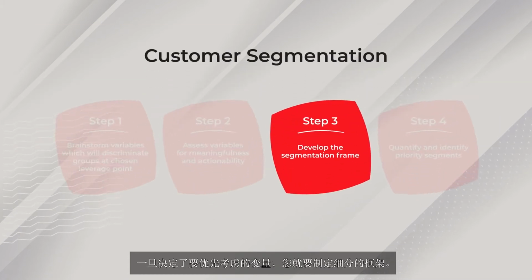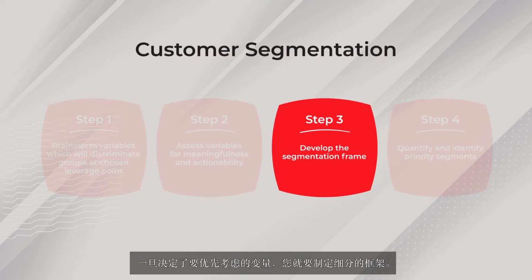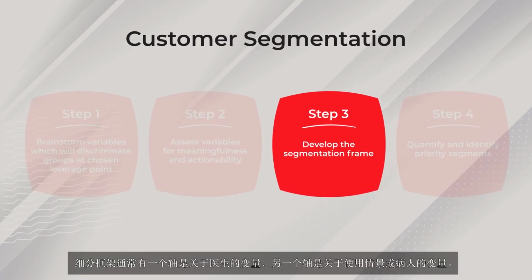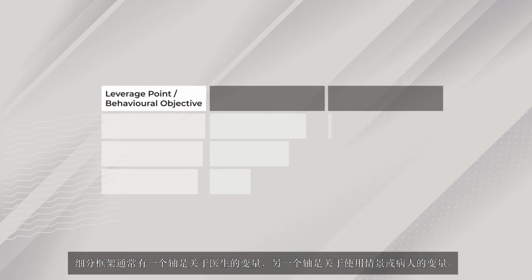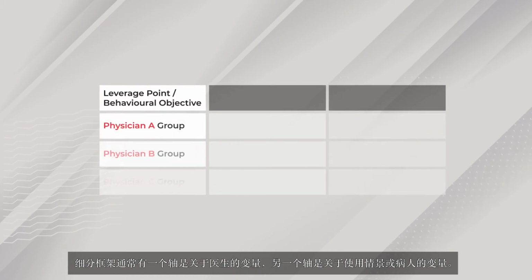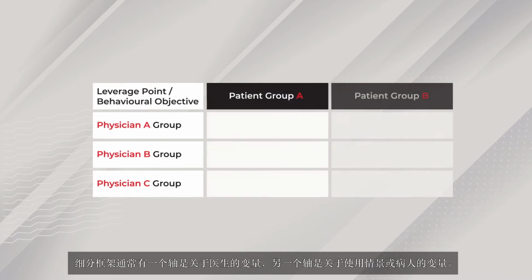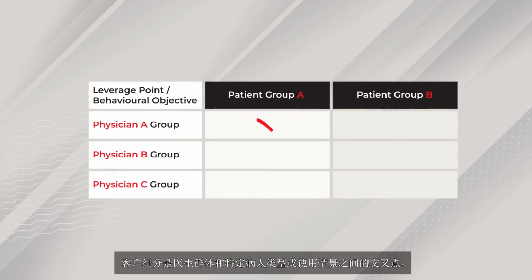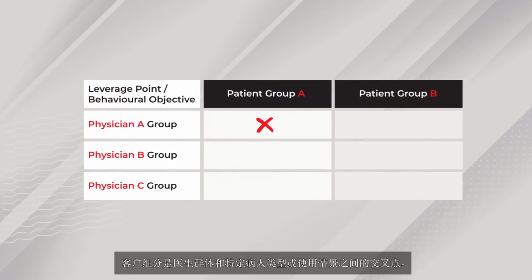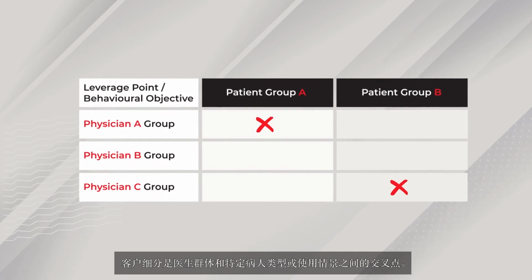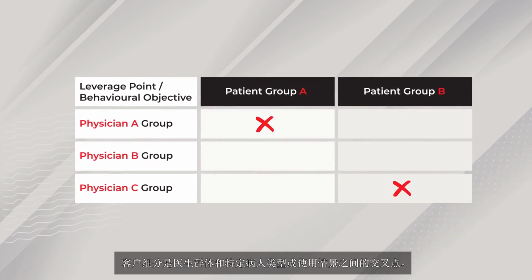Once you have decided on the variables to prioritize, develop your segmentation frame. Segmentation frames usually have one axis with physician variables and one axis with usage situation or patient variables. The customer segments are the intersection between physician groups and specific patient types or usage situations.